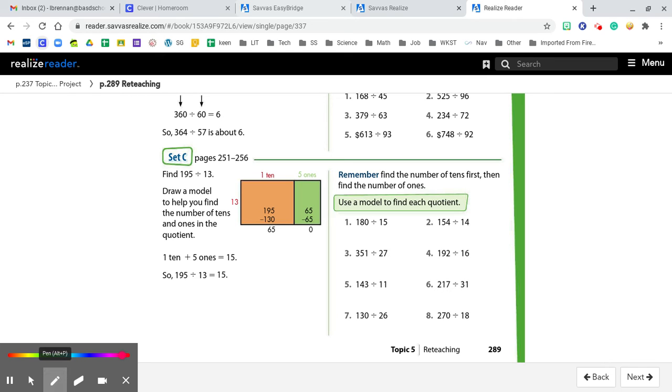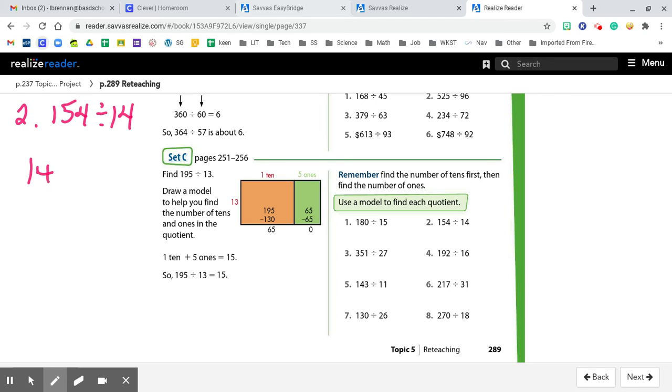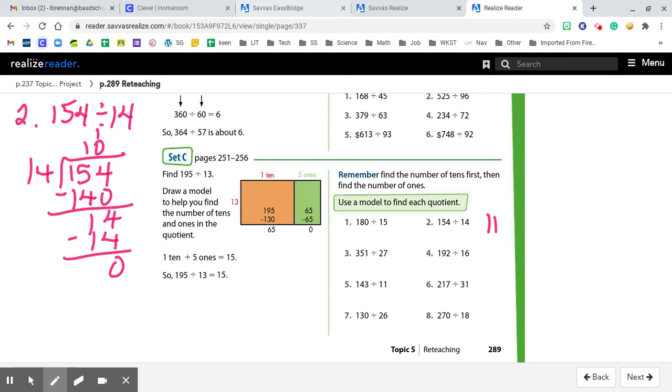maybe I can do this over here better. 154 divided by 14. If I use the partial product method, I can start with 10. And then I see I have 1. So I know my answer is 11. I said that one was 12.